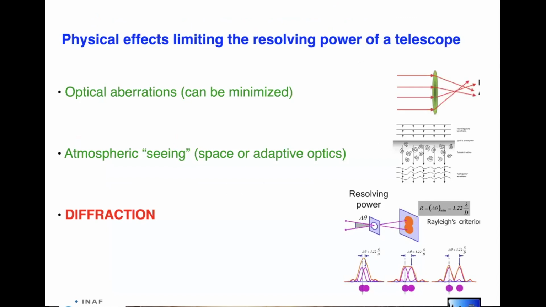So first off, what are the physical effects limiting the resolving power of a telescope? Of course, you already know about this, but it's good to remind that there are optical aberrations, which can be minimized by a proper optical design. There is the atmospheric seeing, which is mainly a problem for optical and infrared telescopes and can be minimized with adaptive optics, or otherwise by placing the telescope in space. But then there is the ultimate limit to angular resolution, which is always expected to be diffraction.